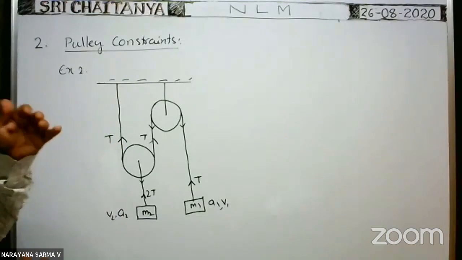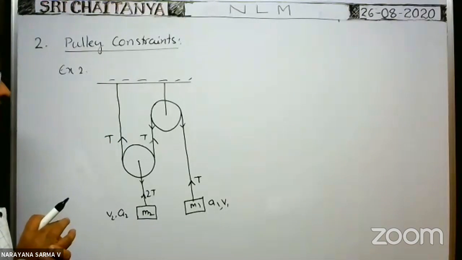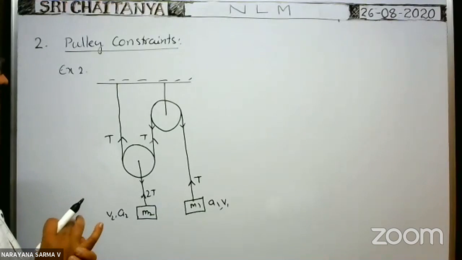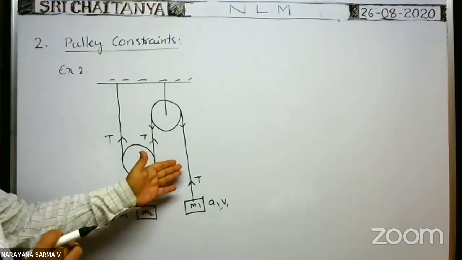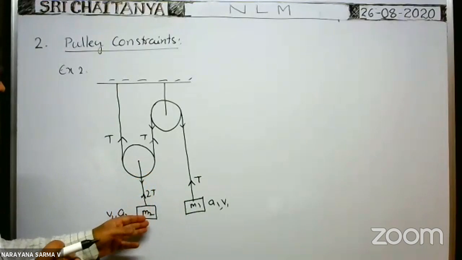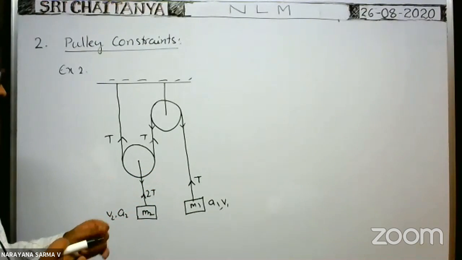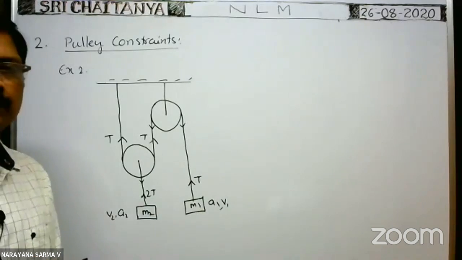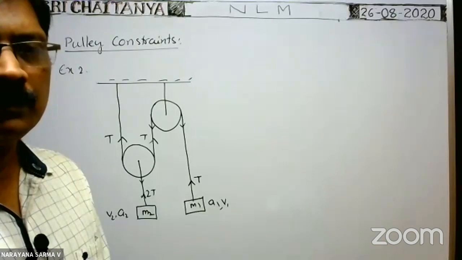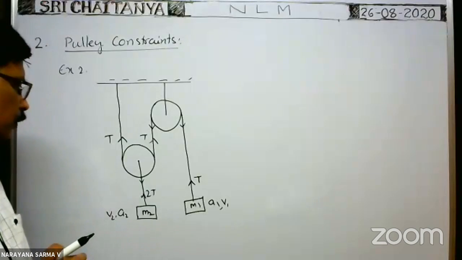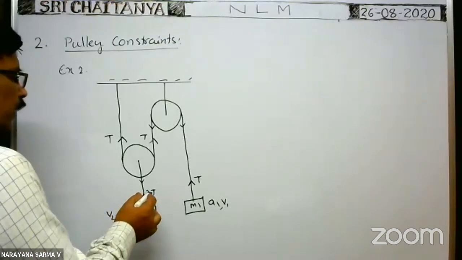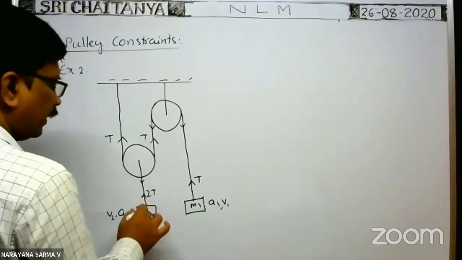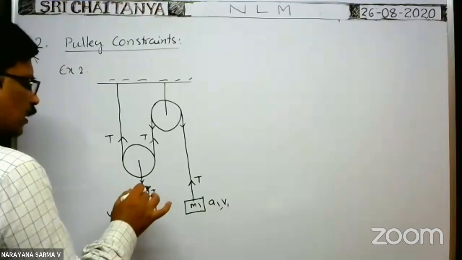Now, first you write: if the blocks are in equilibrium, then T is equal to M1g and 2T is equal to M2g. From this, is M2 more or is M1 more? Here 2T is equal to the weight M2g, so T is equal to M2g by 2.